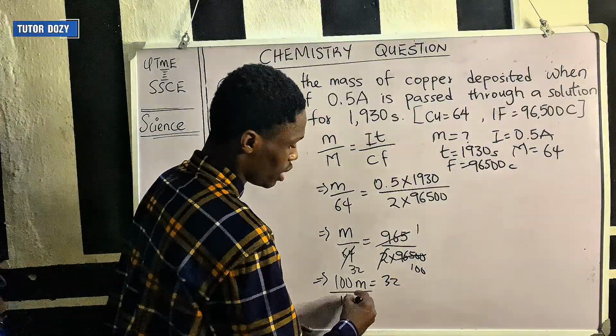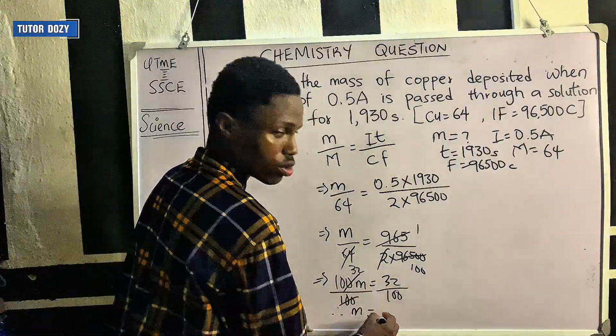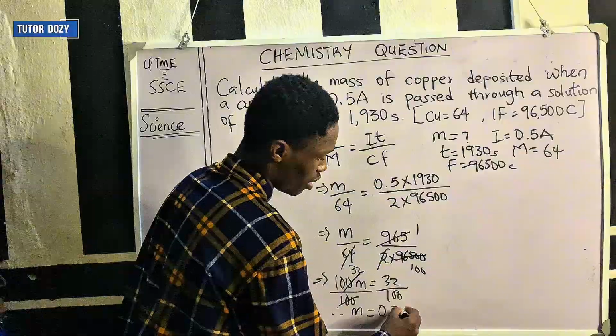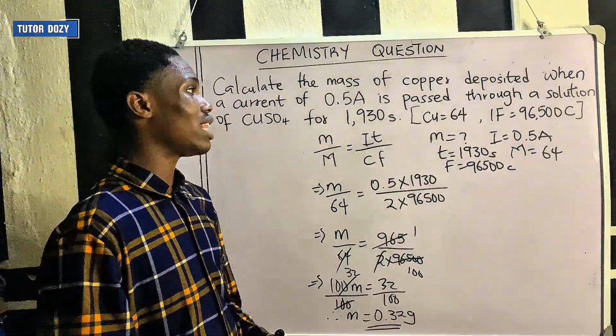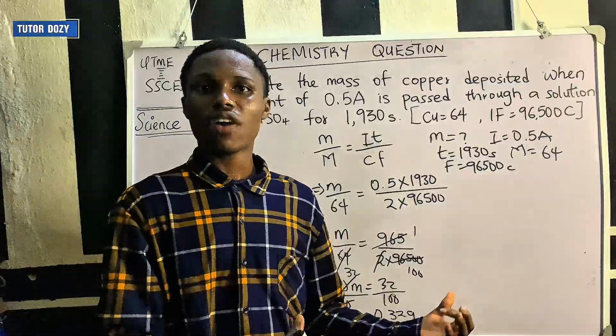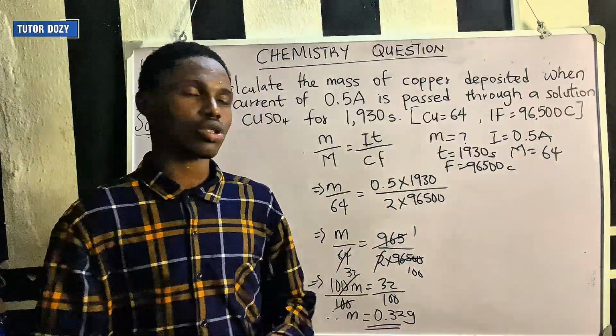Divide both sides by 100. Therefore, M equals 0.32 gram. This is your final answer. So look at this question. It is very, very simple. If you have this particular equation offhand, you can answer questions relating to electrolysis.